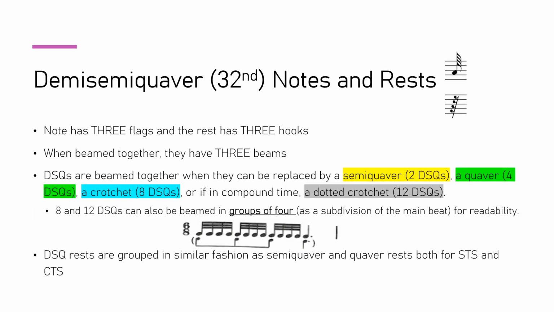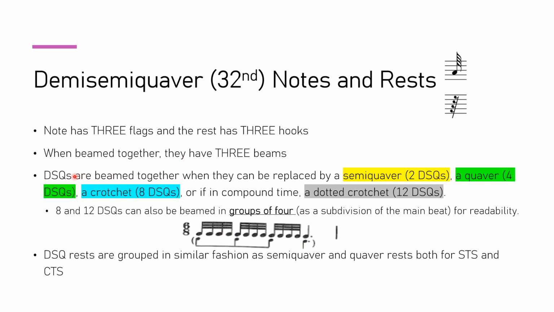Okay, so the last thing I'm going to say quickly is the demisemiquaver, what you call the 32nd notes and rest. You know it already. It has three flags, that's the notes, and then the rest has three hooks like you see here. When they are beamed together like this, it has three beams because of the three flags that the note has. Demisemiquavers are beamed together when they can be replaced by a semiquaver. So when there are two demisemiquavers, you can beam them together, or four demisemiquavers.